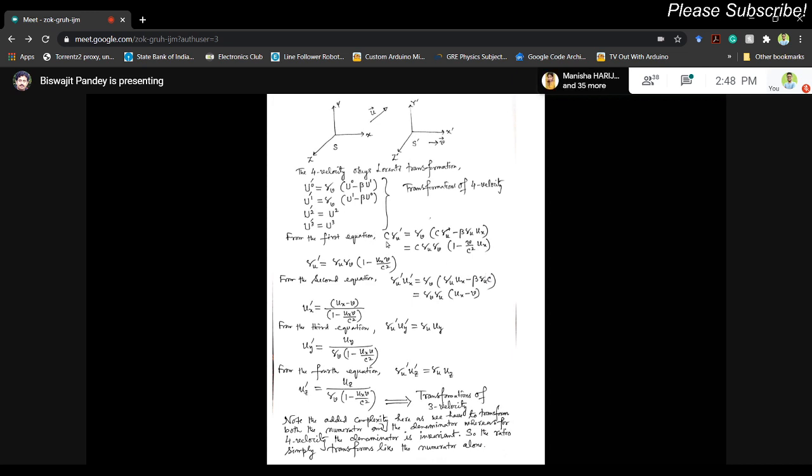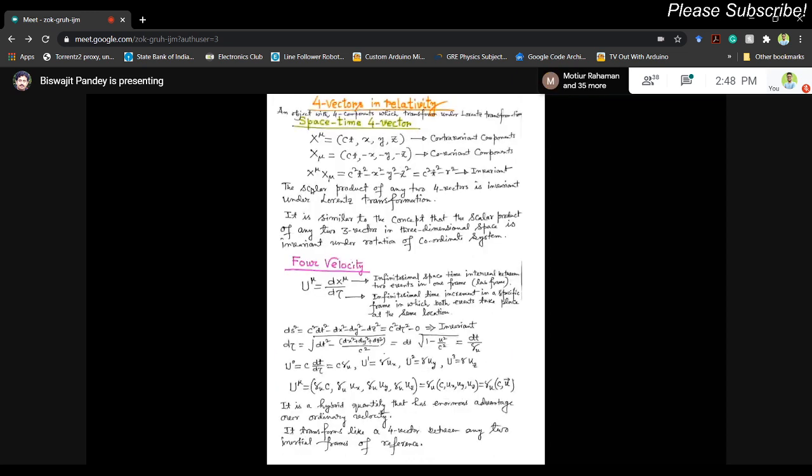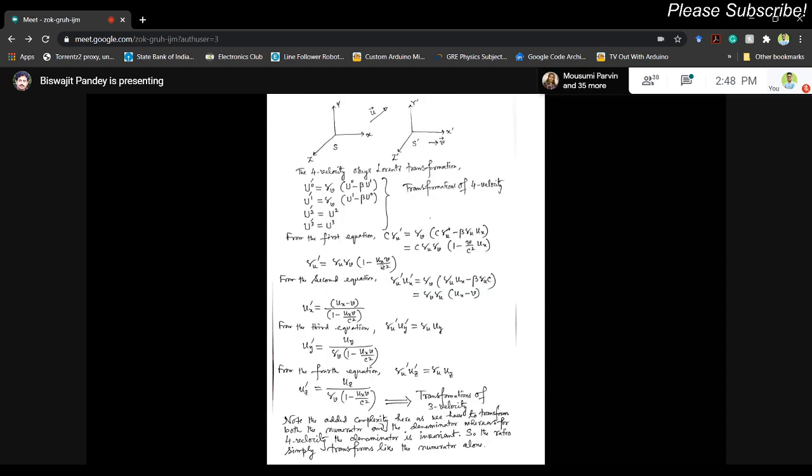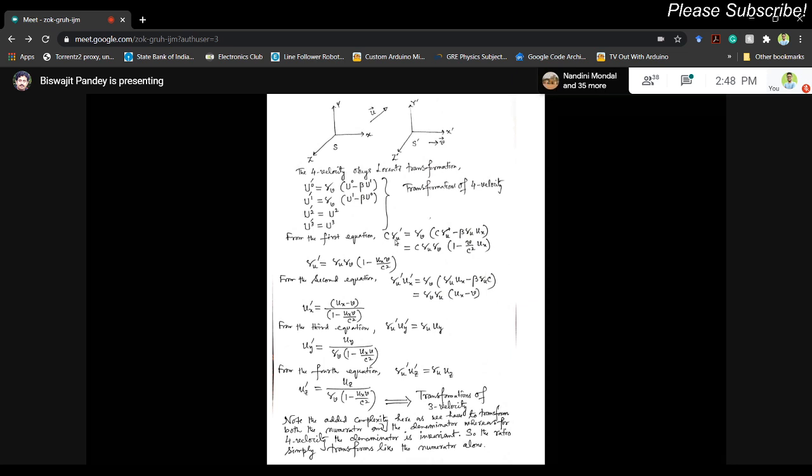So from the first equation, you see u0 prime. What is u0? It's the time component of 4 velocity. And what is that? c gamma, or gamma c. So if I am in the prime frame, c is not going to change. There is no c prime. c is the same. c gamma u prime. So I have written on the left hand side of the first equation c gamma u prime.